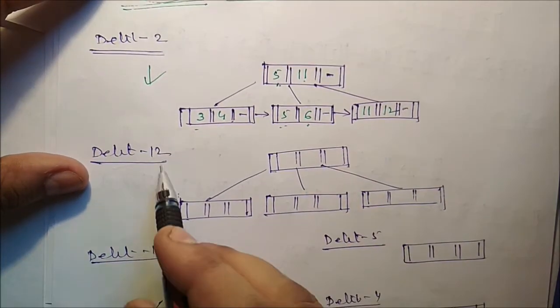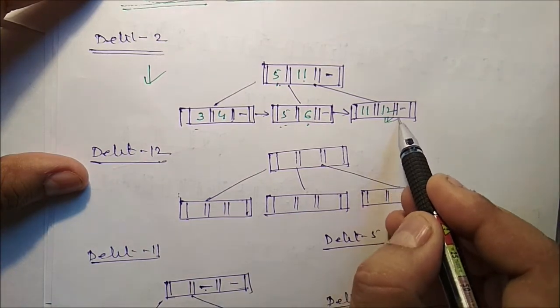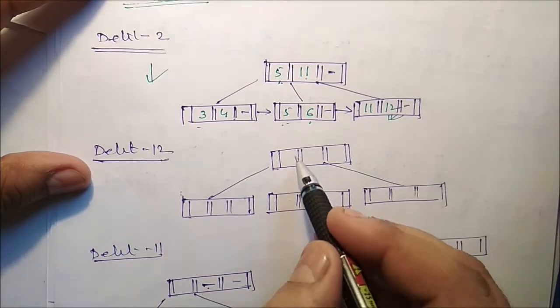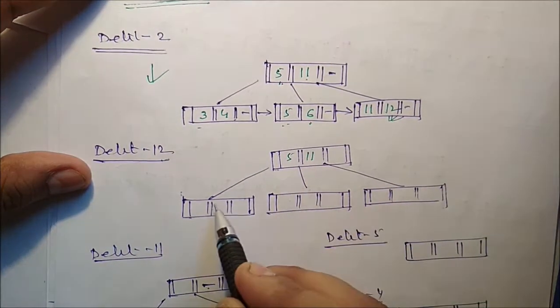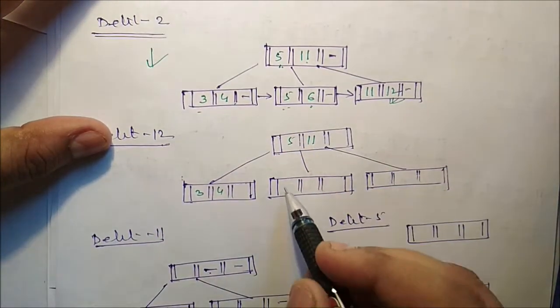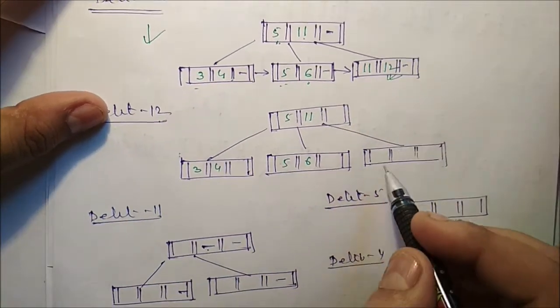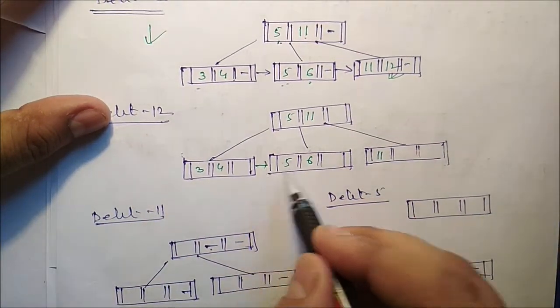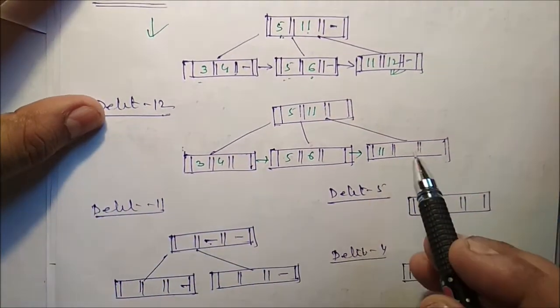Next is what? We want to delete 12. If you want to delete 12, no problem, directly we can delete this here. So remaining will be 5, 11, 3, 4. This is our 5, 6, and only 11 is there. So directly 11 we can delete.